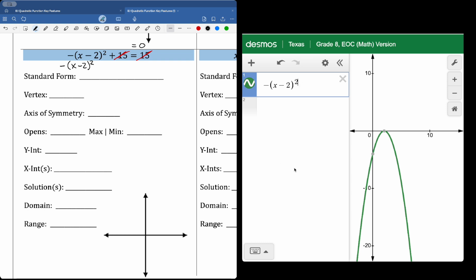Okay, this graph apparently only has 2 points that I can use. It has the y-intercept and it has the vertex, which is also the solution point. So the y-intercept in this case is at 0. Since it's not in standard form, I can't really pull the y-intercept from the equation unless I actually multiply it out and get it into standard form. But for this one here, we're going to be at 0, -4 for the y-intercept.